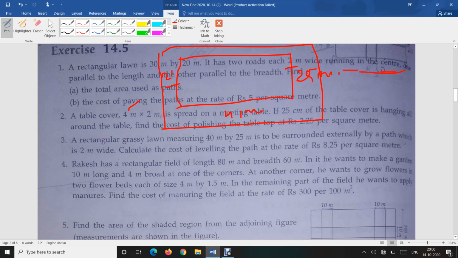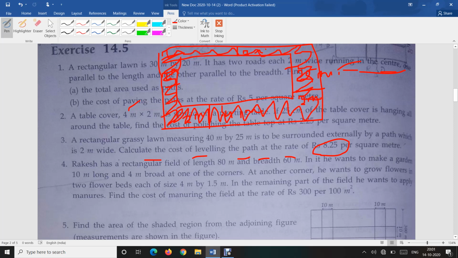That means this is 2 meter wide from here, this is 2 meter wide from here, also 2 meter wide from here, and also 2 meter wide from here. This is a rough sketch. So calculate the cost of leveling the path at the rate of 8.25 per meter square. That means we have to find out the area of the path, means we have to find out the area of this portion. After that we have to find the cost for the area of this portion.